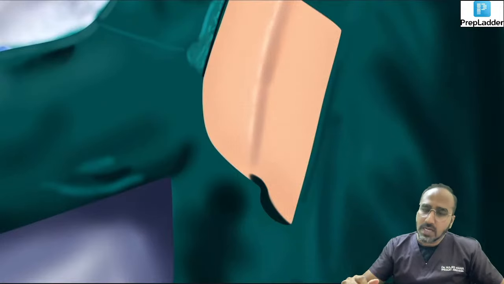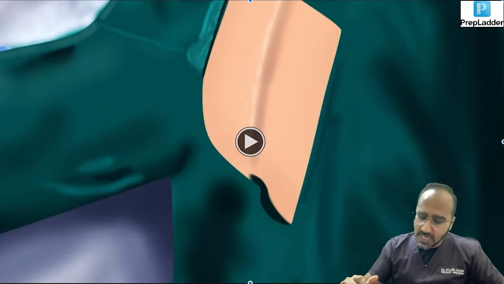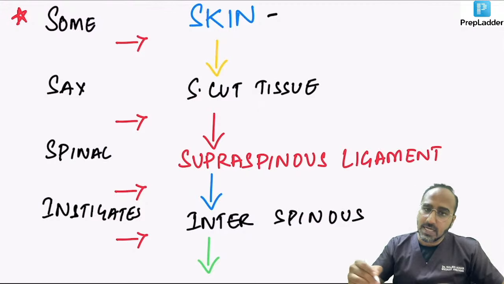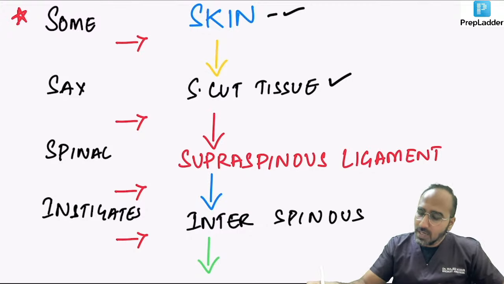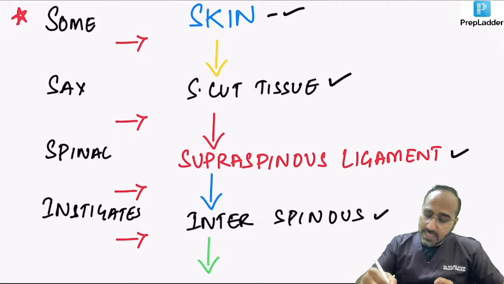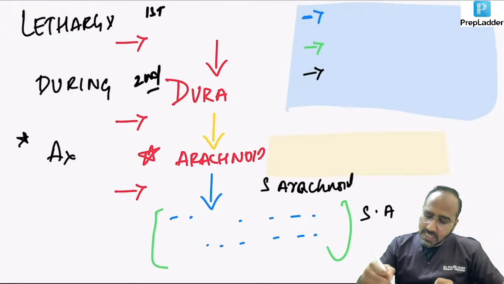Okay, we'll see. Why am I telling that? Okay, what is the first layer? Why am I telling some say spinal instigates lethargy? Remember, the first layer to be pierced is skin. Next is subcutaneous tissue. Next is supraspinous ligament. Next, interspinous ligament. The mnemonic is some say spinal instigates lethargy.